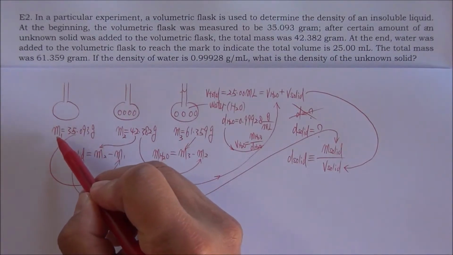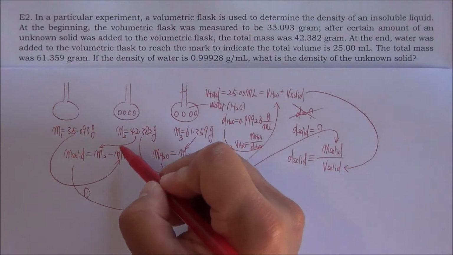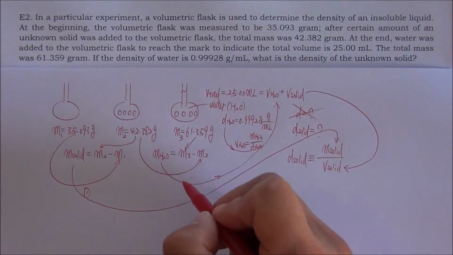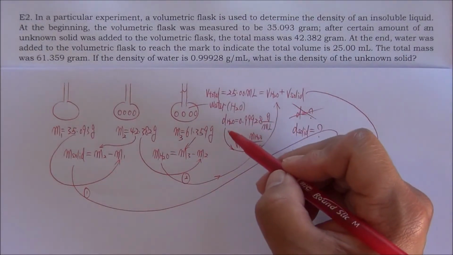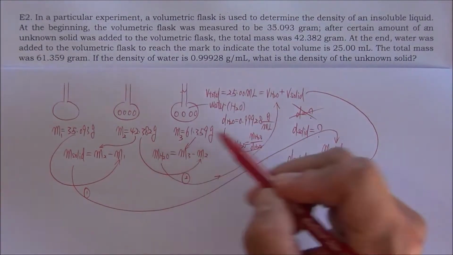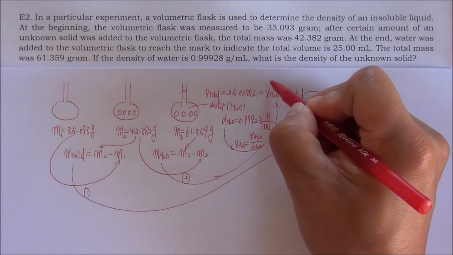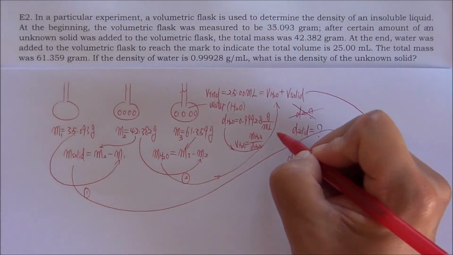Then you can follow the arrow and finally reach your answer. Well, let's start from here. We can start from M1 and M2. We can get the mass of the solid. This will be our first step. We can also start from M2 and M3 to find the mass of water. This can be our second step. Then we will follow the arrow. If we know the mass of the water and the density of the water, we can calculate the volume of the water. Let's call this third step.